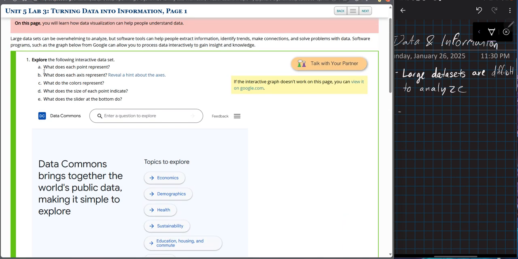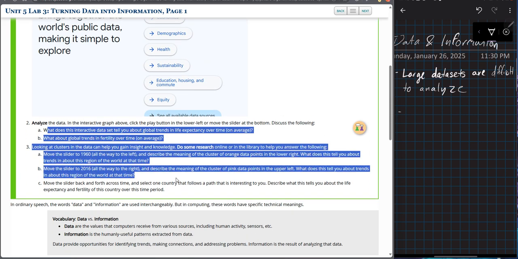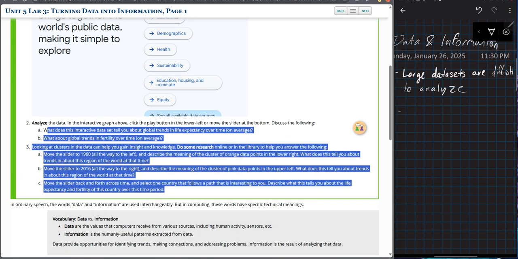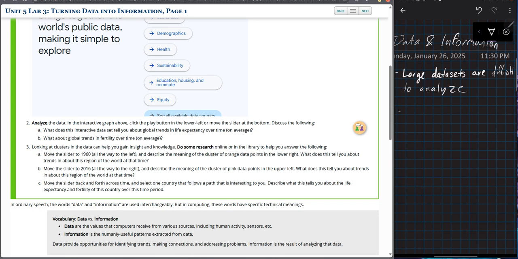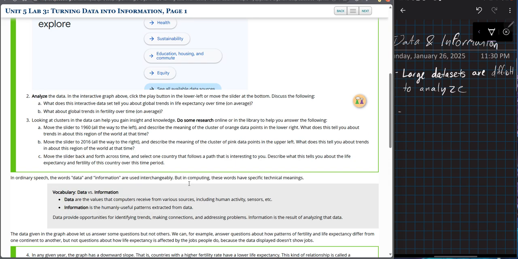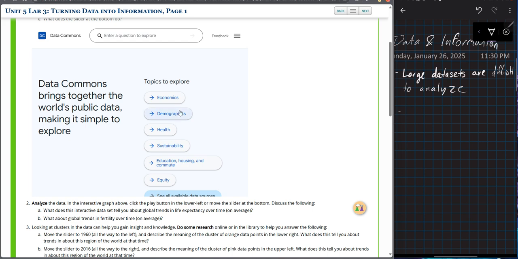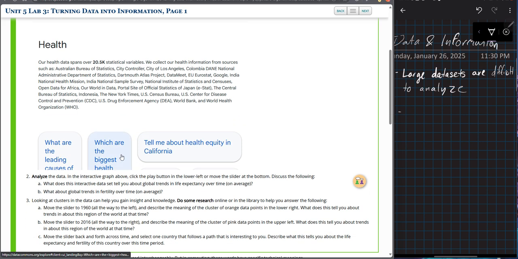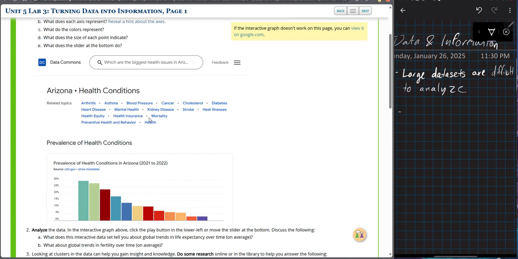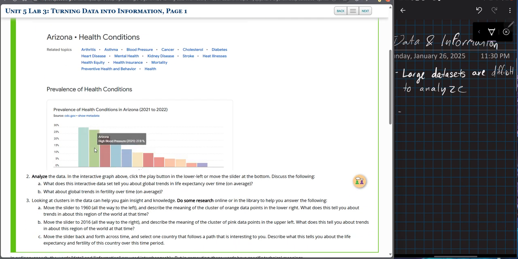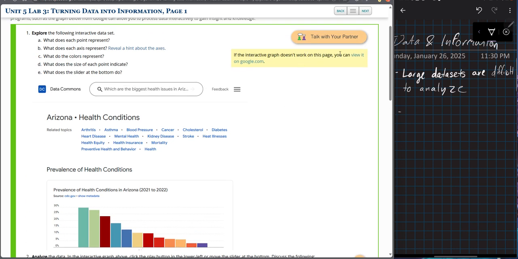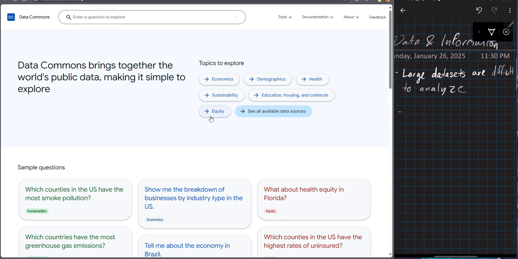The activity just asks you to identify some things from a graph, to analyze it, and answer some of these questions. There are specific questions, so we can't really do much. Hopefully on your end it works. If it doesn't, then don't worry about answering these questions. But for example, you would click on health, and then which are the biggest health conditions in Arizona, and you'd find these. So it's better if you click on this link, and it takes you here.